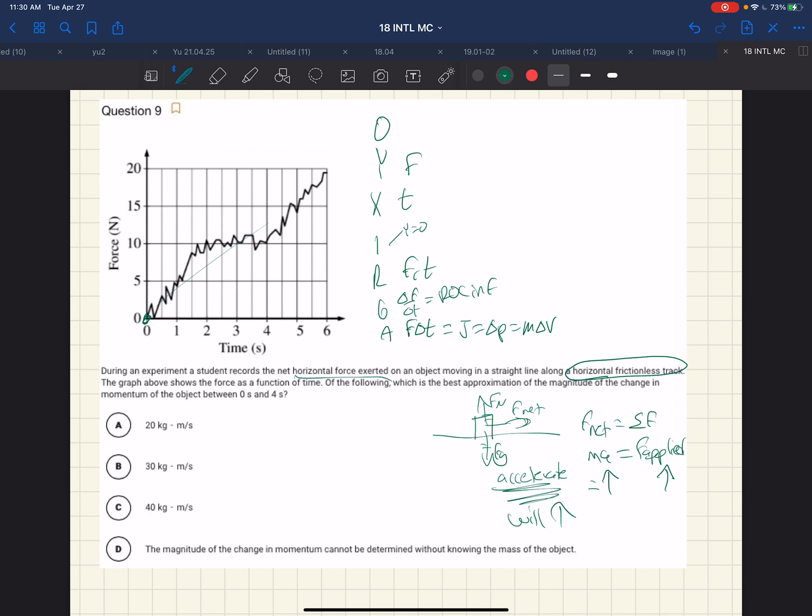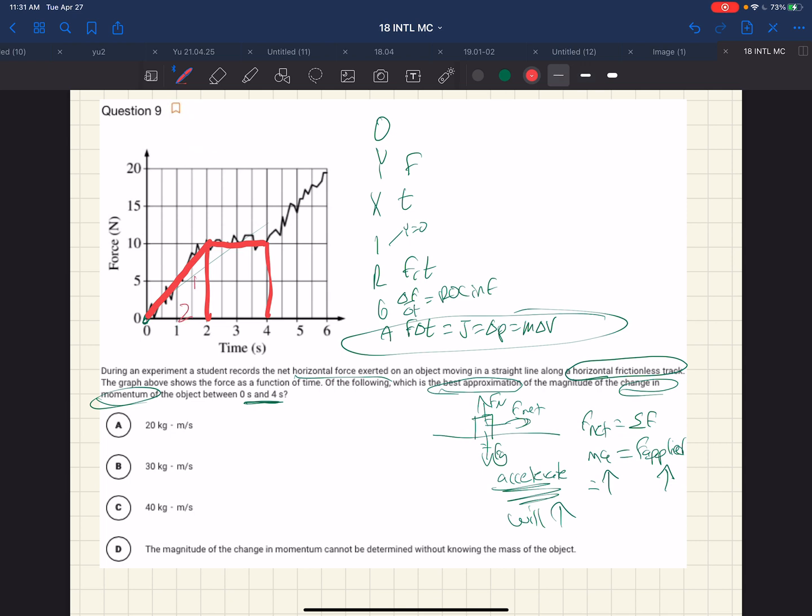All right, so we have that first sentence. The force graph's best approximation of the change in momentum. Change in momentum is the area between 0 and 4 seconds. Now this is where we need to sort of squint at the data and see what it's made of. And so maybe we would say it takes this shape and this shape, which means we have a rectangle and a triangle.